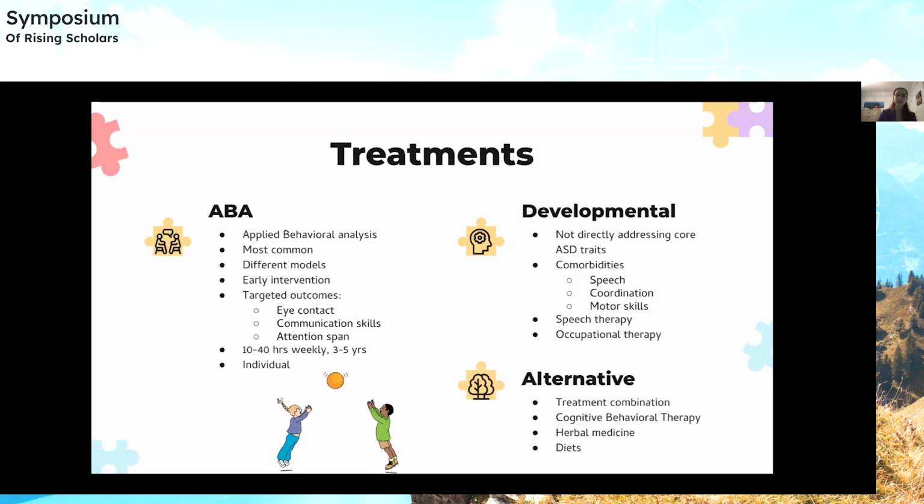Some common treatments for autism include applied behavioral analysis. This is the most common treatment and is done in an intensive clinical individual setting. Some developmental treatments can also address some comorbidities of autism, such as speech delays or coordination challenges, in which an occupational therapist or speech therapist could be very helpful, and alternative treatments exist as well.